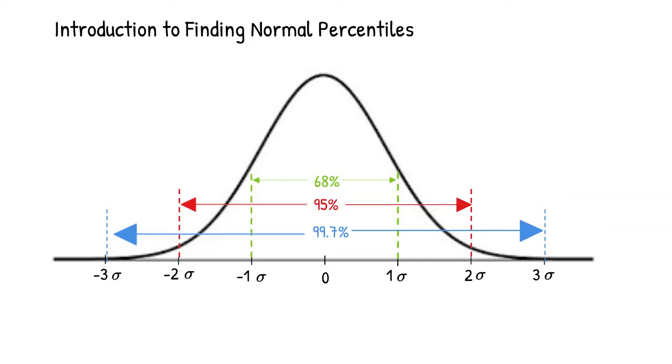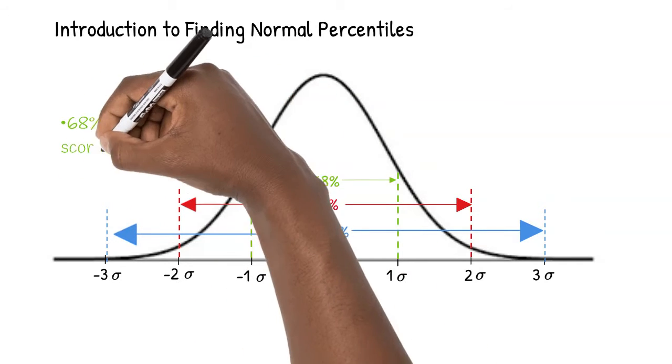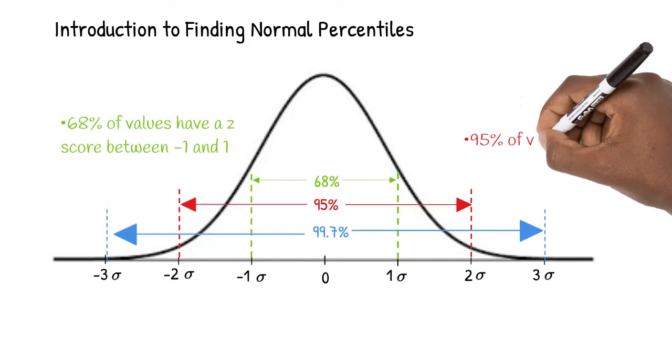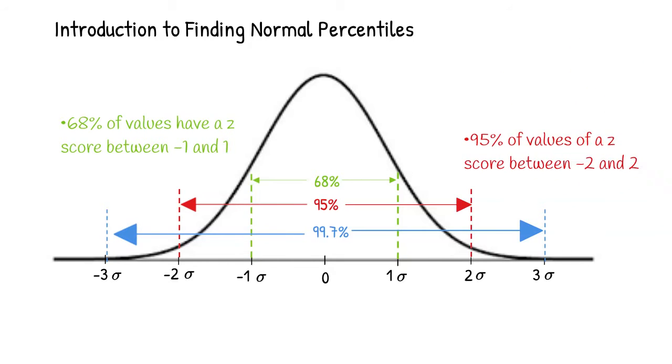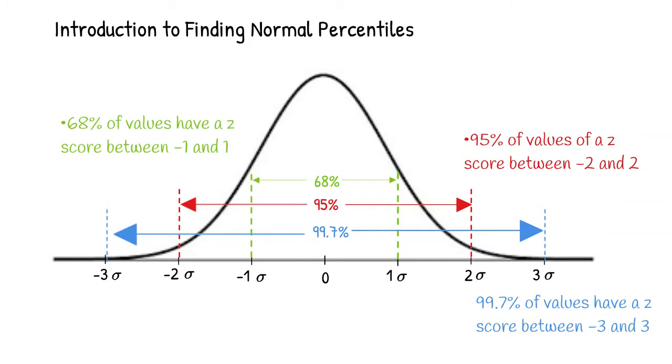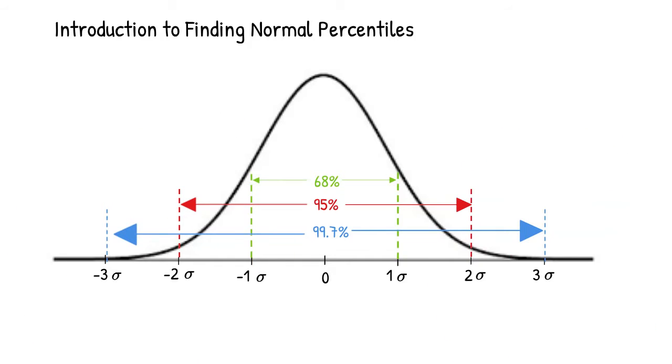For normally distributed data, 68% of values have a z-score between -1 and 1. 95% of values have a z-score between -2 and 2. And 99.7% of values have a z-score between -3 and 3. Let's take a look at how to use this information in an example requiring a percentile.